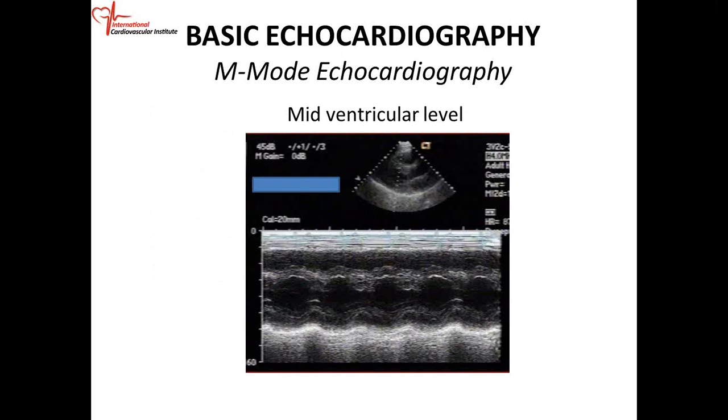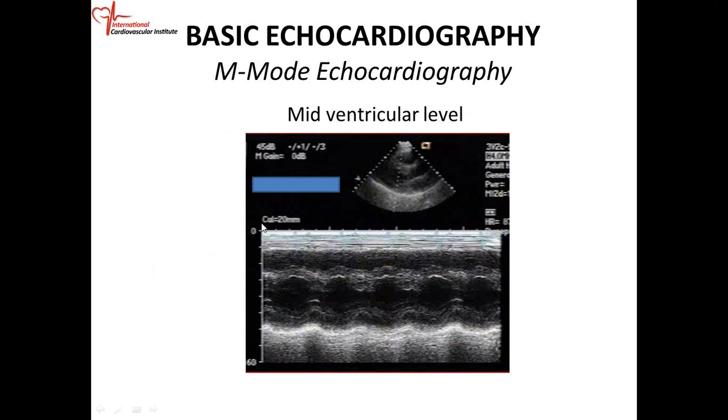All right, so these are the first set of normal structures. First we're going to look at normal structures, and then we're going to look at pathology. So you have your two-dimensional echo on top. This is what you're accustomed to. And this is your parasternal long axis view. Your M mode is on the bottom.